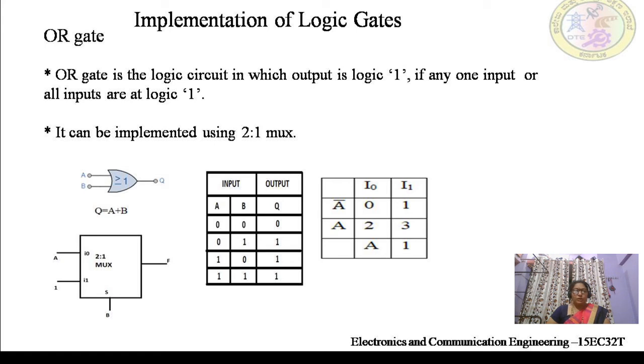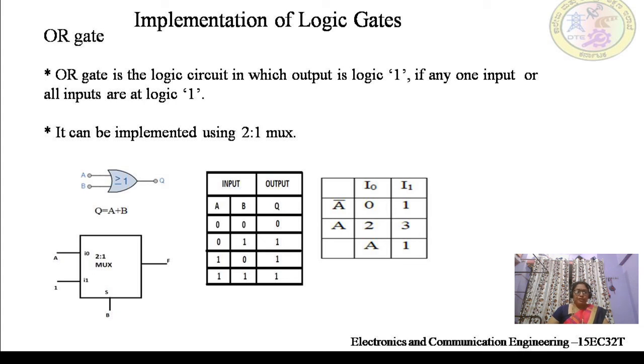Okay, so now we have to implement this table by using the multiplexer. The inputs I0 and I1 are connected to A and 1 respectively. That means I0 is connected to A and I1 is connected to logic 1 input. And the select input S is connected to the variable B. So this completes the implementation of OR gate.